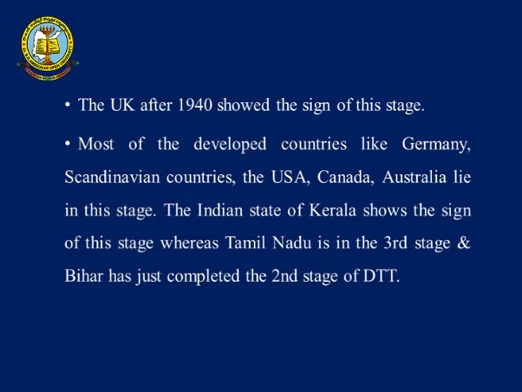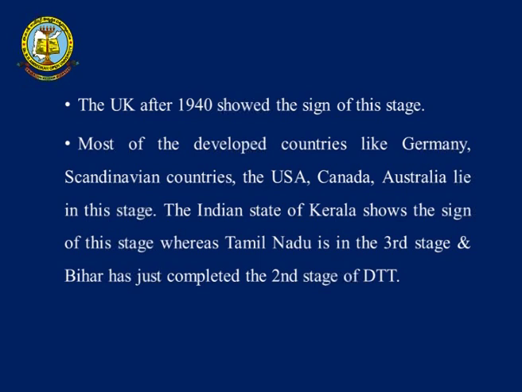Government becomes totally a welfare government. Deliberate control on family size is common. The literacy level and the degree of labor specialization are high. So this stage is popularly known as the post-industrial stage. The UK after 1940 showed signs of this stage.